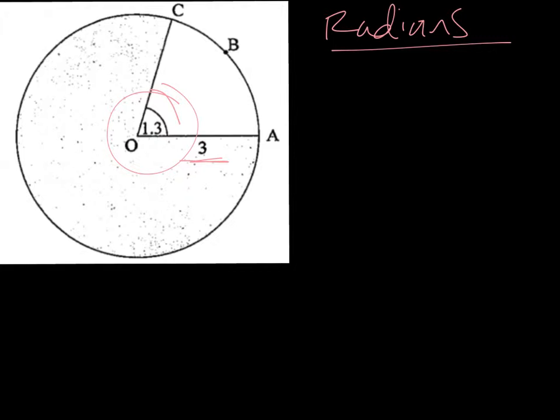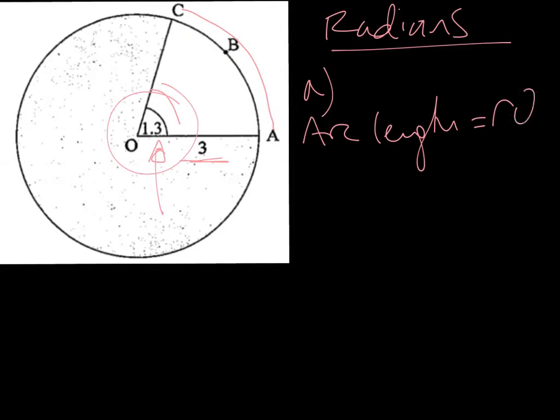Once you've got that, in part A, we are asked to find the length of arc ABC, which is this length here. In order to do that, if we've got an angle in radians, we can just use the formula that arc length is equal to r theta, where r is the radius, which we said is 3, and theta is the angle in radians, which is 1.3. So multiply that out and we will get 3.9 centimeters.